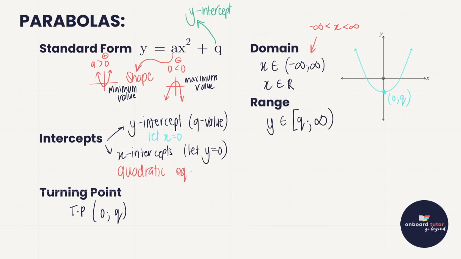Okay, so these brackets, because the graph is defined at the turning point, I'm allowed to use a square bracket. But because we don't know what infinity is, it's too big for us to define, we use a round bracket there.